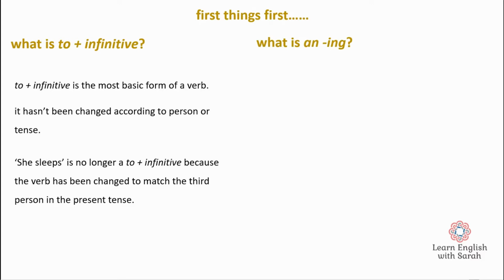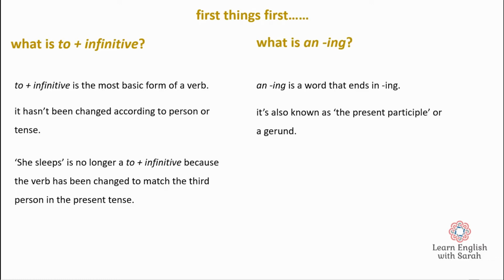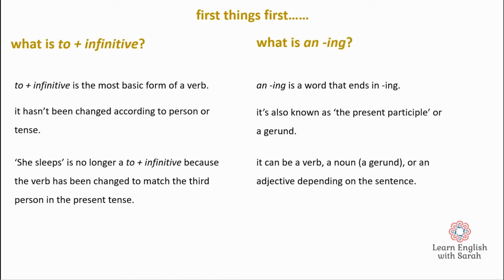And then the other question, of course, is what is an ing? So an ing obviously is a word that ends in ing. That should be fairly clear. It's got other names though. So you might see it as the present participle, and you may have also come across the word gerund. Now an ing word can be a verb, it can be a noun, which is when we call it a gerund. It can also be an adjective depending on the sentence. Okay, so probably you will agree that this is quite easy.